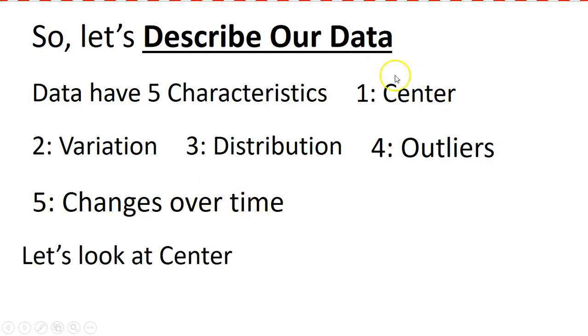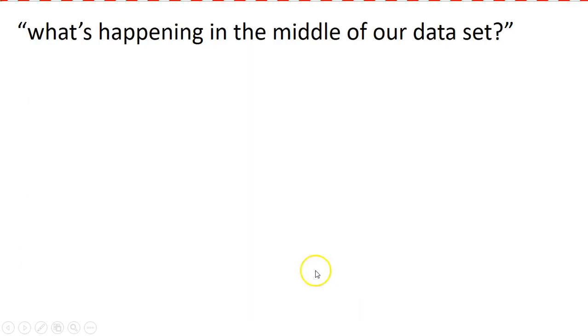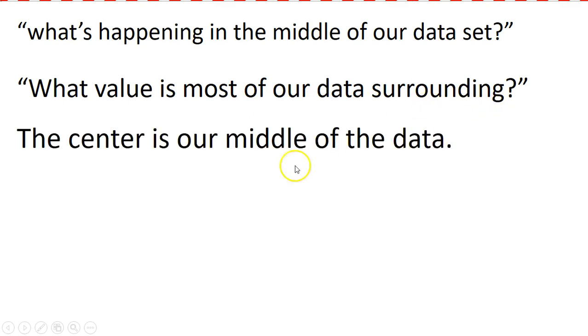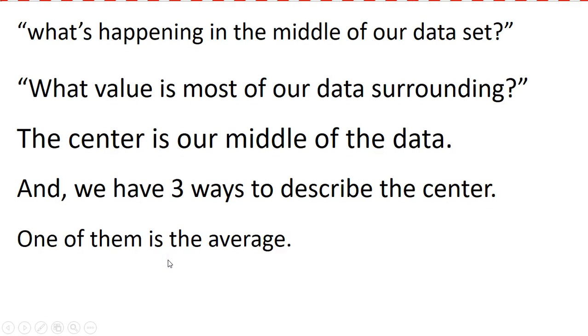So we're going to start by looking at the center. Okay, the center, which really basically means what's happening in the middle of our data. It's what you would expect center to be. What value is most of our data surrounding? The center is basically the middle of the data, and we have 3 ways to describe the center of data. Okay, 3 ways to do it, and these are all things that you know.